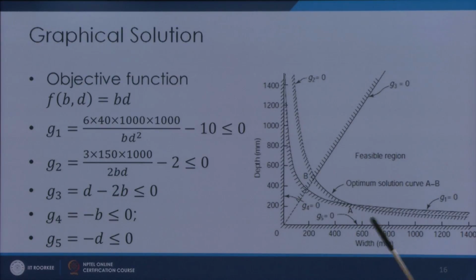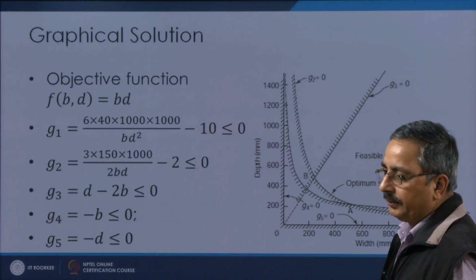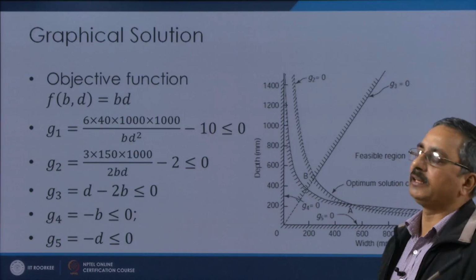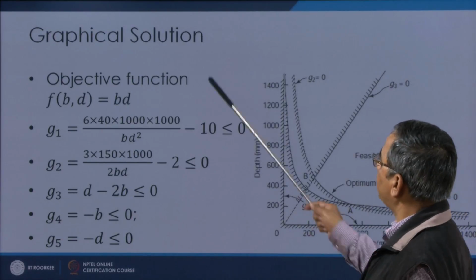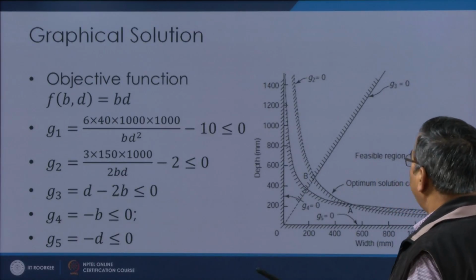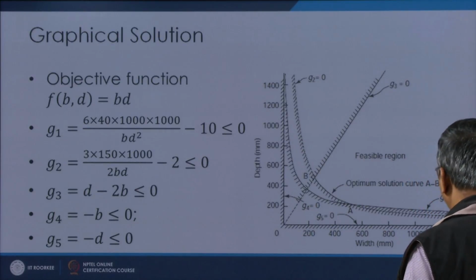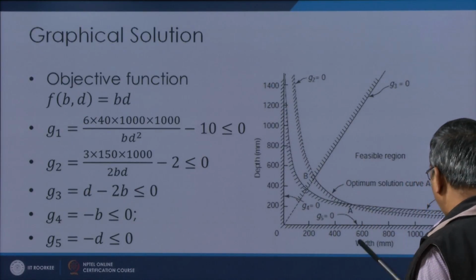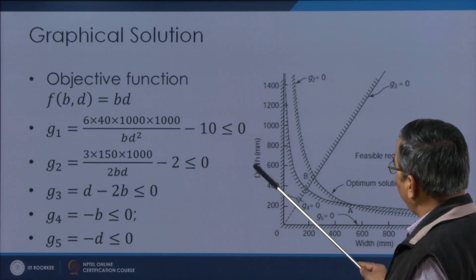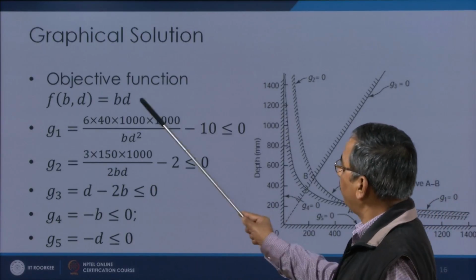So, now we are talking about the graphical solution. After defining the design variables, objective function and the constraints, now it is to be solved. Okay, the optimal value is to be determined. So, here what is done is that two coordinate axes are drawn, say along x we are plotting the width, and along y we are plotting the depth. Okay. So, this is my objective function.